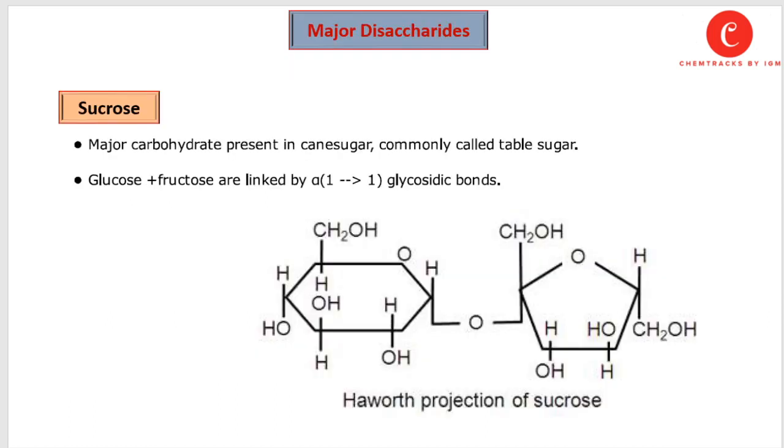The first major example of a disaccharide is sucrose. Sucrose is basically a combination of two monosaccharide units: one is glucose and the other is fructose. Sucrose is a major carbohydrate present in cane sugar, commonly called table sugar. Glucose and fructose are linked by a 1,1 glycosidic bond. This is the glucose molecule, and this one is the fructose molecule. These two monosaccharides are linked together via a bond, and this bond is called a glycosidic bond or glycosidic linkage.